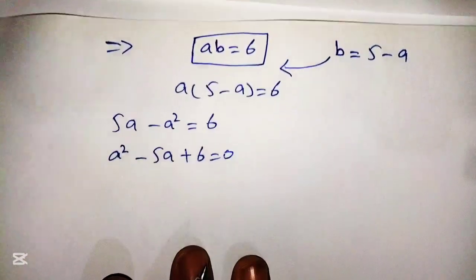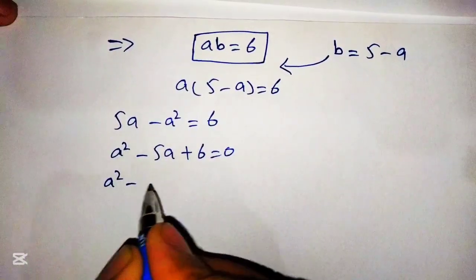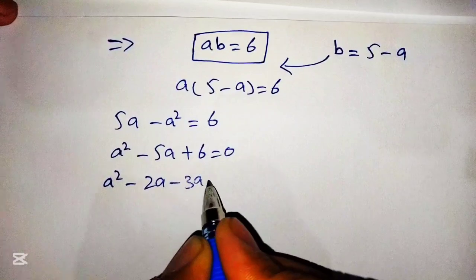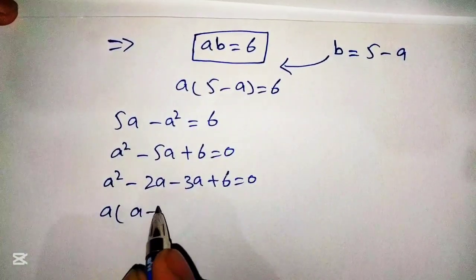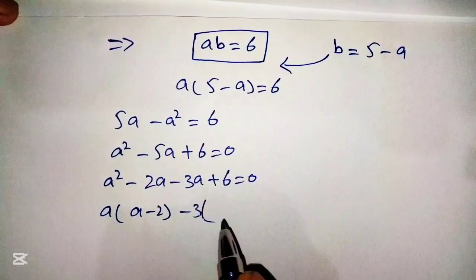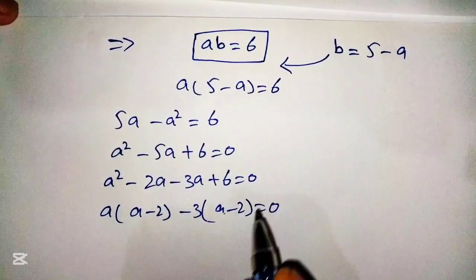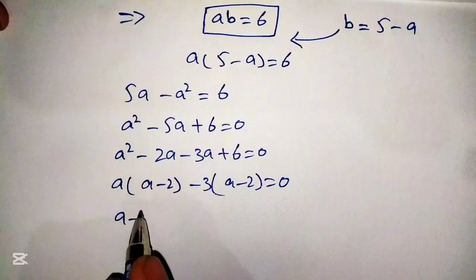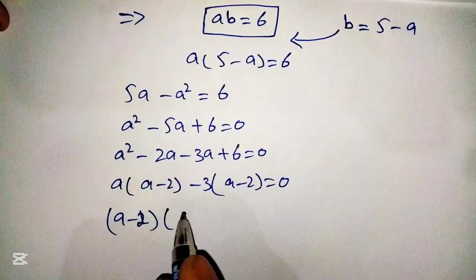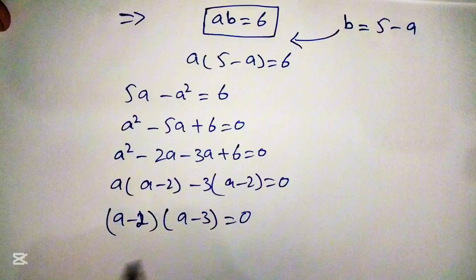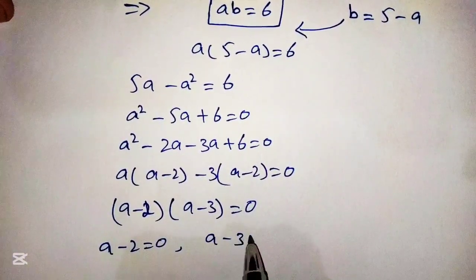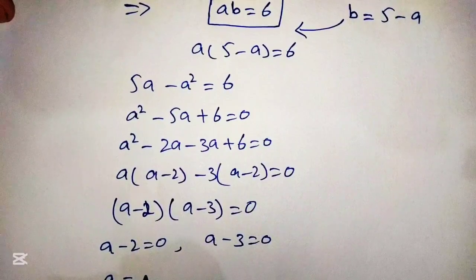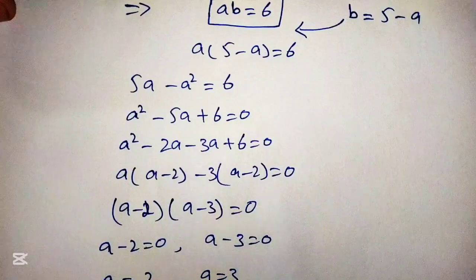Now we can factorize this as a square minus 2a minus 3a plus 6 is equal to 0. Taking a common, we will get a minus 2. Taking minus 3 common, we will get a minus 2. Hence, taking a minus 2 common, we will get (a minus 2)(a minus 3) is equal to 0, which can be written as a minus 2 is equal to 0, a minus 3 is equal to 0. Hence, a is equal to 2 and a is equal to 3. So these are the values of a.